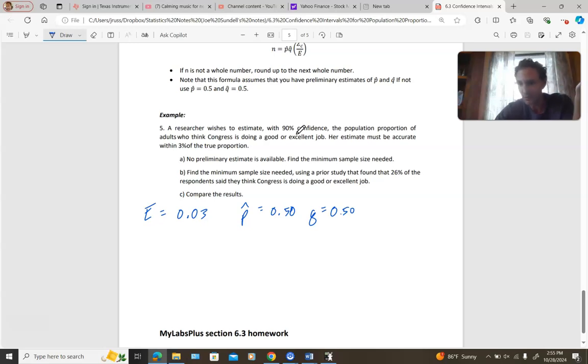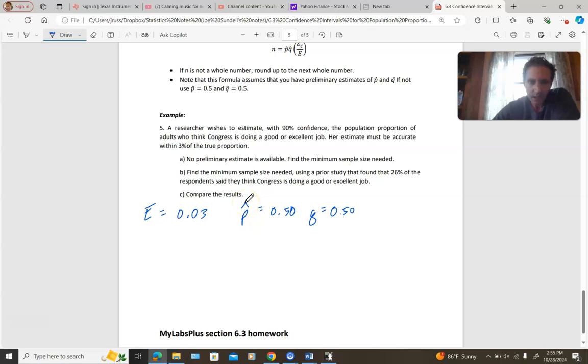Okay, because most people, myself included, feel like Congress doesn't do all that great of a job. But anyway, those numbers that they give, those are estimates. Okay, so those are like our values for p hat.